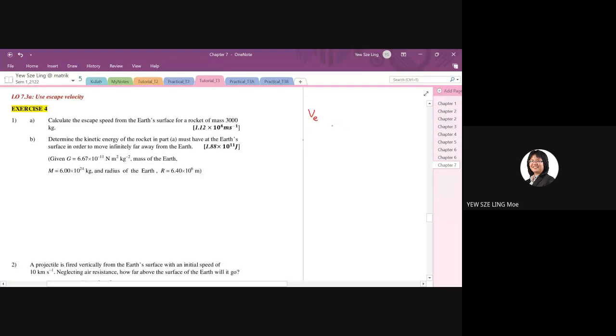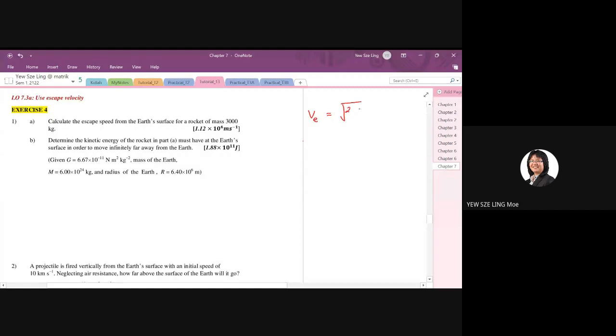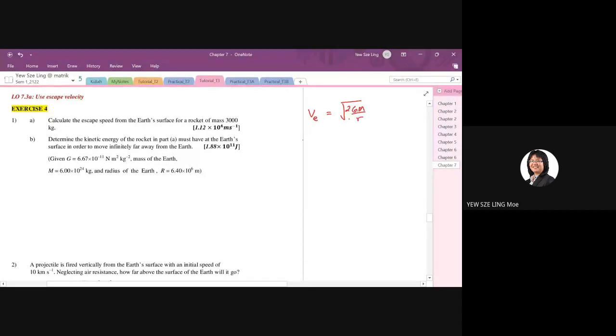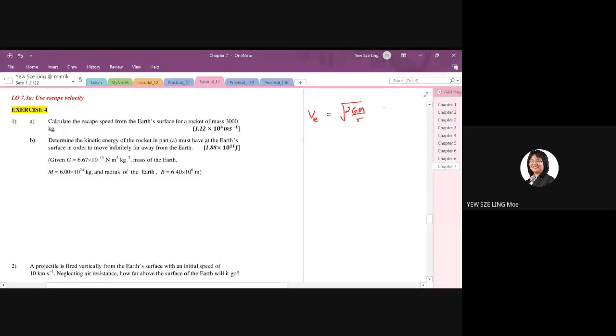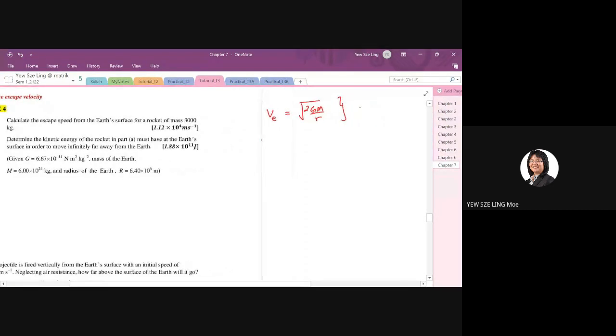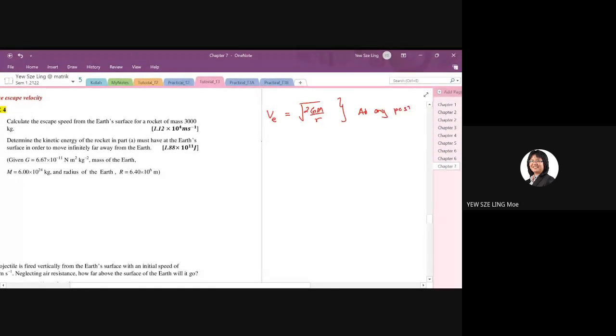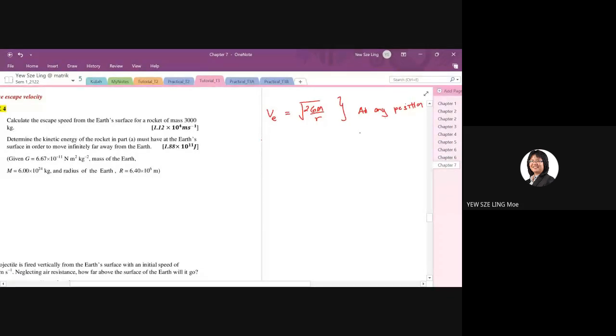So if you just write V, then that is not escape velocity. That could be your initial, that could be your final. So VE is equal to square root 2GM over R. This R could be any R, so it is at any point, at any position in the outer space.